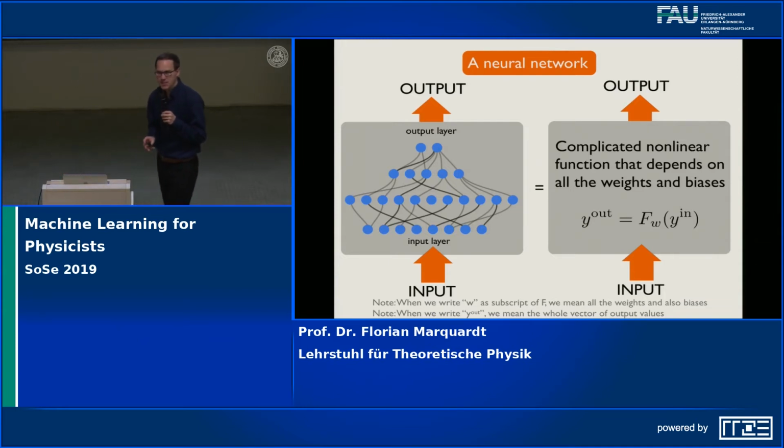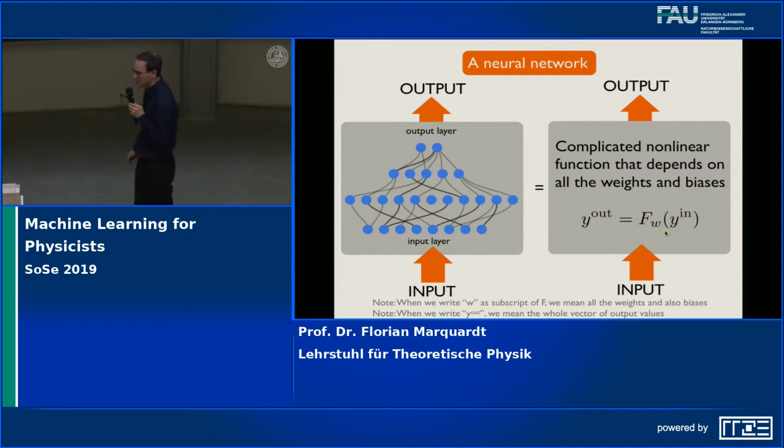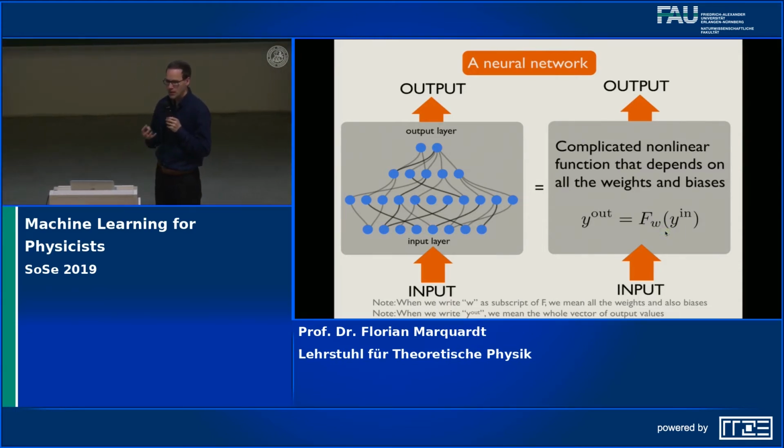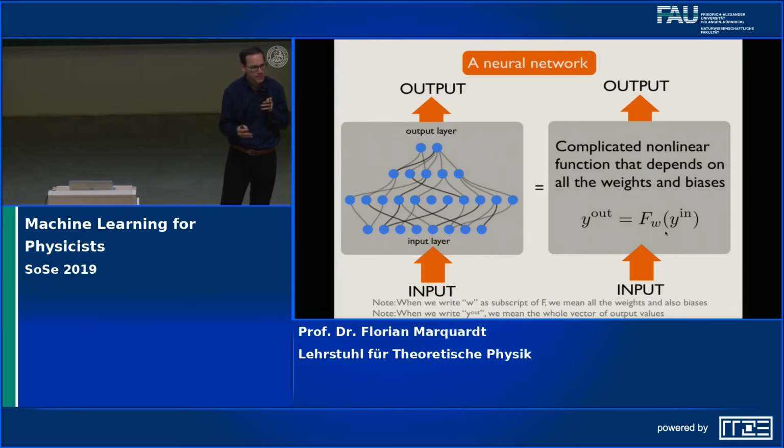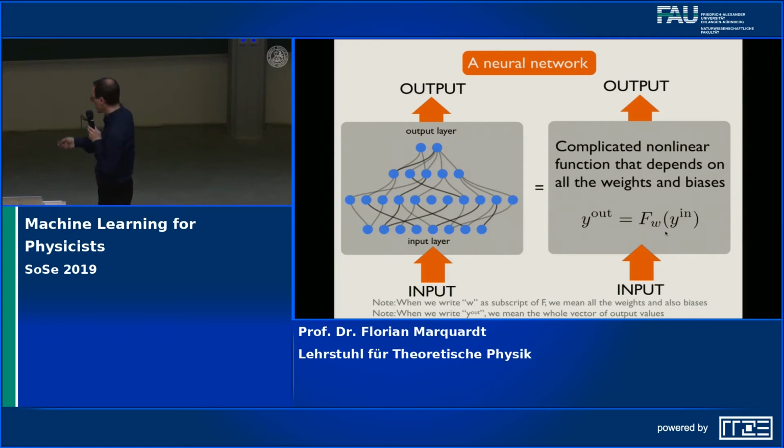Okay. So let me just summarize this part. So this part was about still how powerful these neural networks are. And if I want to summarize what a neural network means in a nutshell, I would say it's a complicated nonlinear function that takes all these input values to the output values, and it depends on all the weights and biases. So if you want, I can write f of the input values, y in would be a vector, and this function also depends on parameters, and I will call them all together w. W stands for the weights. Of course, it should also include the biases. So it's just a function with many parameters, and that will give me the output values of the neural network. Okay. So that's a neural network for us.